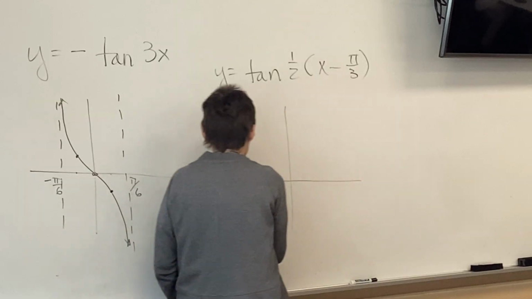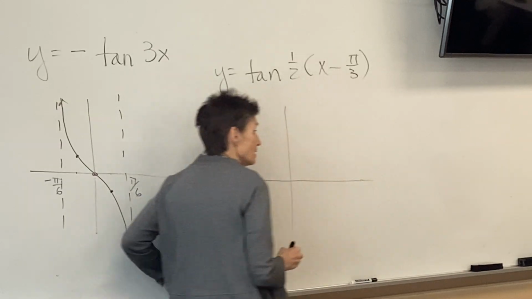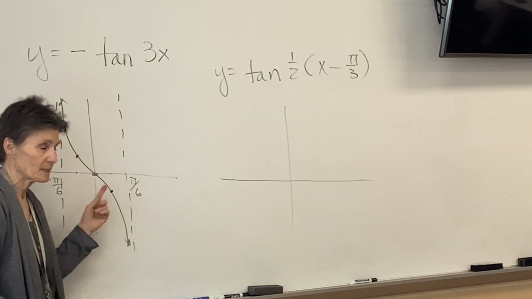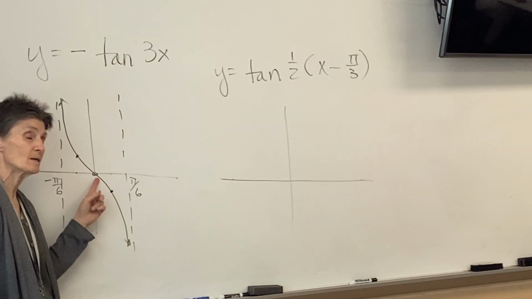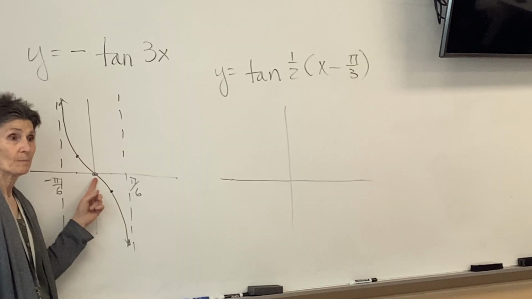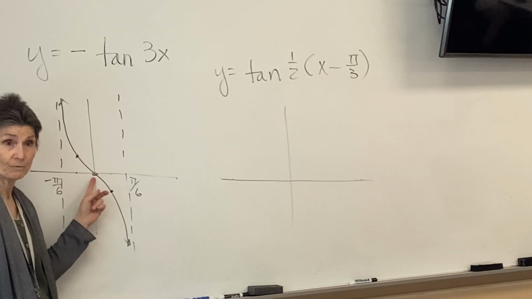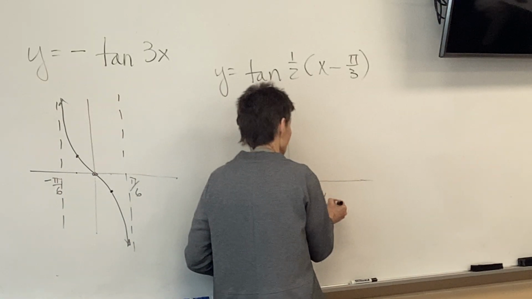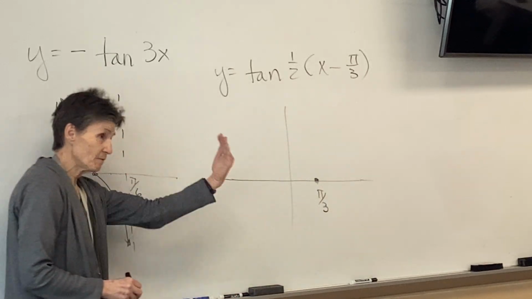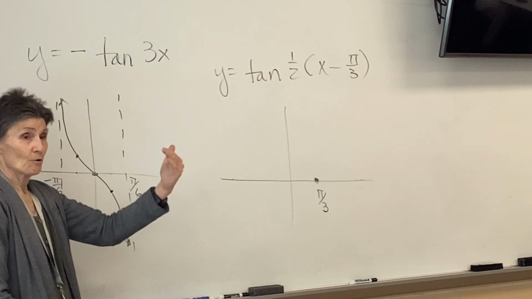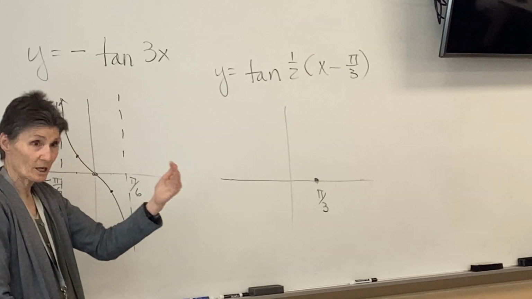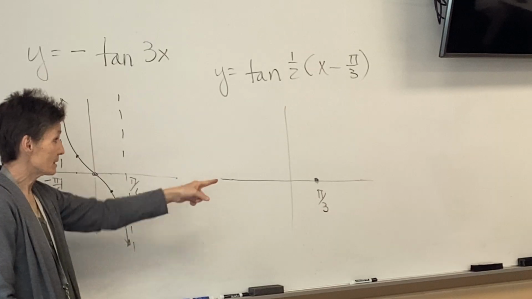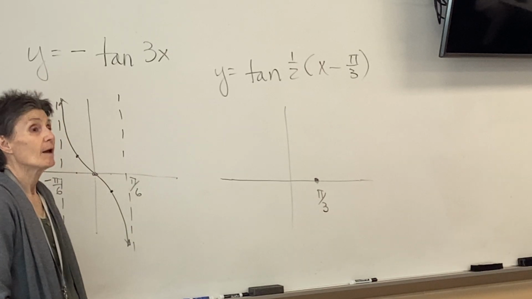Notice is that I always call it a dot, we should call it like an x-intercept. My x-intercept for a normal tangent is at the origin. Well, that x-intercept has been moved. That x-intercept is now over here at pi over 3, because we have a phase shift to the right. And your phase shift moves your origin. The origin is right there, dot. That dot got shifted over to pi over 3. Everybody okay with that?